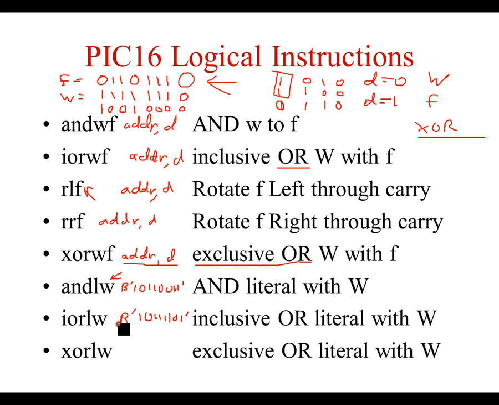Of course, this is binary. You could do it in decimal or hex or whatever you want. And then you have the exclusive OR literal, and it works the same way. You just put your binary value here, 0, 1, 1, 0, 1, 1, 1, 0. Whatever value you want there. So there are 8 instructions, the logical instructions that we have.